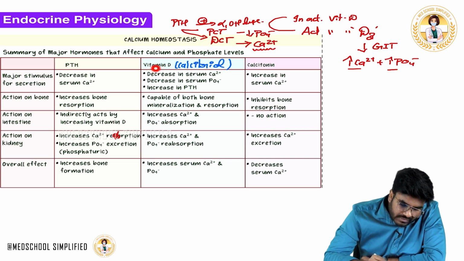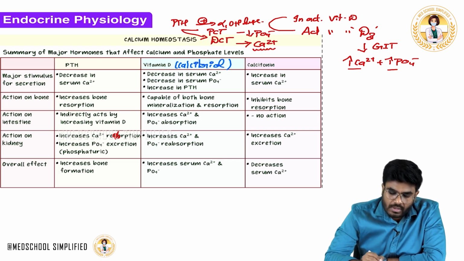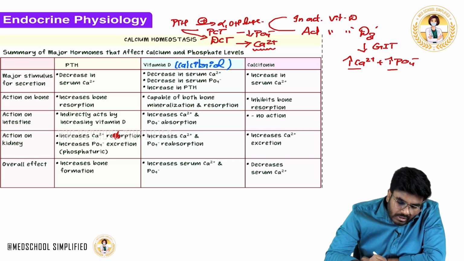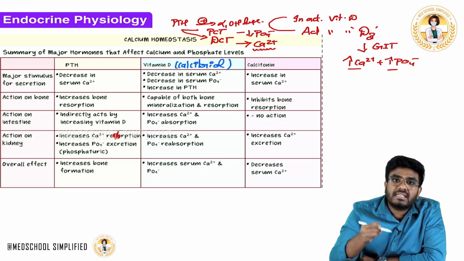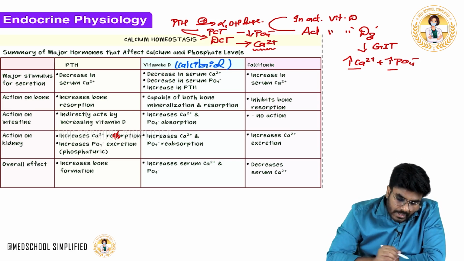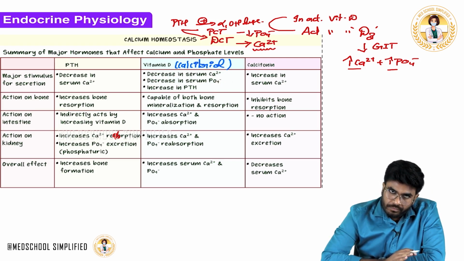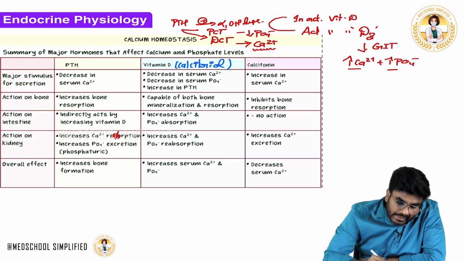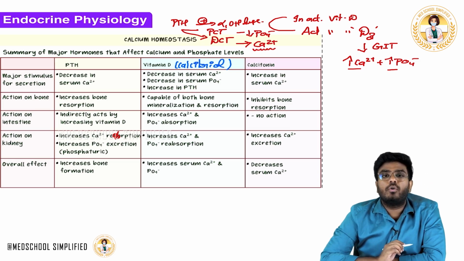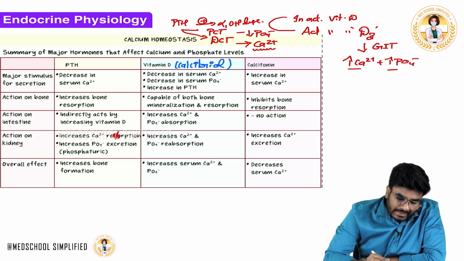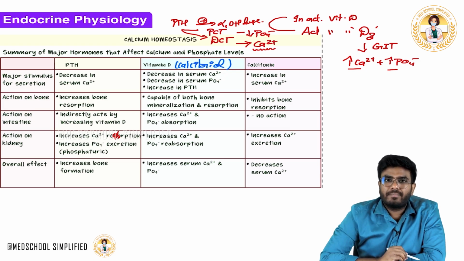What is the stimulus for the vitamin D? Same as before. When you have a lesser amount of calcium, a decrease in serum calcium, that is hypocalcemia, a decrease in serum phosphates, so phosphates are going down, and an increase in parathyroid hormone. So, you are having hypocalcemia.